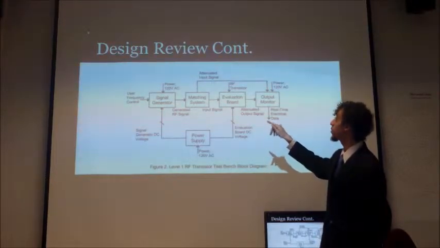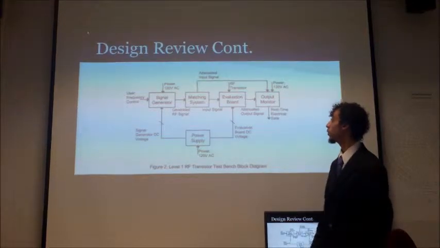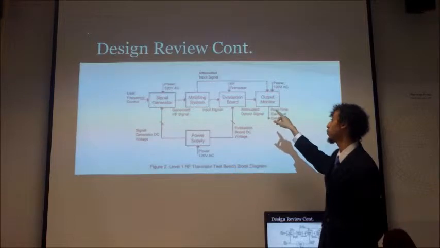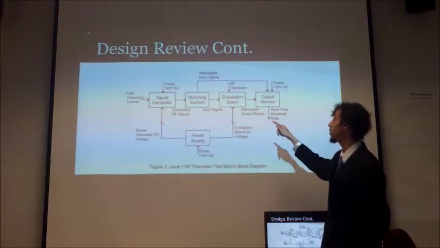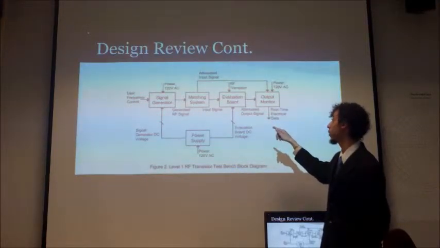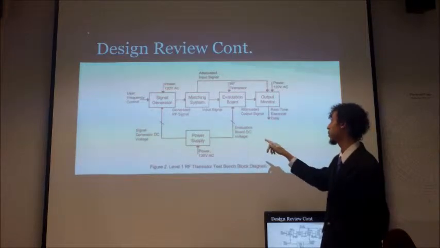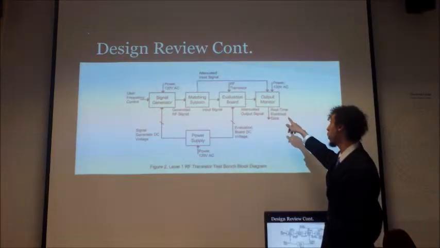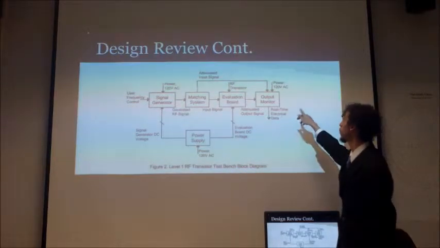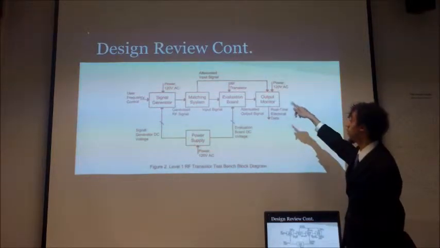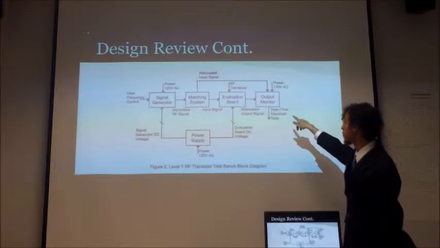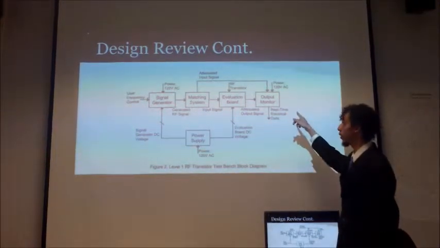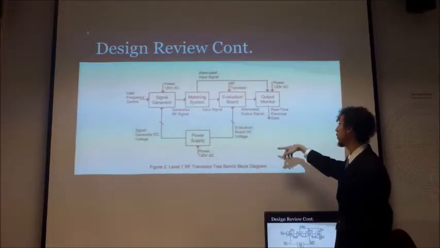The outputs for the matching system will be the attenuated input signal and an input signal that moves to the evaluation board. The evaluation board has the inputs of evaluation DC voltage, the RF transistor, and the input signal from the matching system, and its only output will be the attenuated output signal that goes to the output monitor. The output monitor's inputs will be that signal, the attenuated input signal from the matching system over the top there, and 120 volts AC power from your standard wall outlet as well.